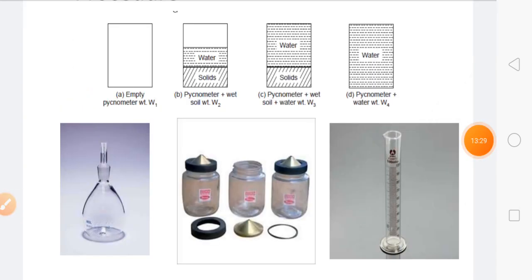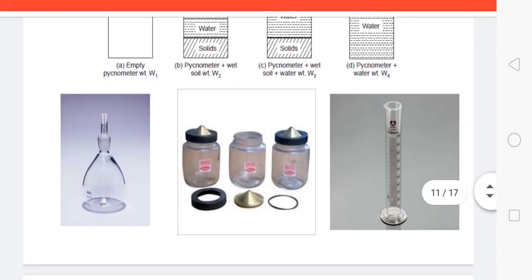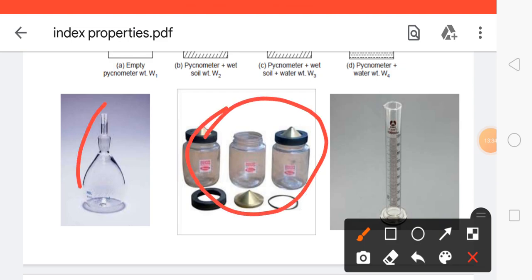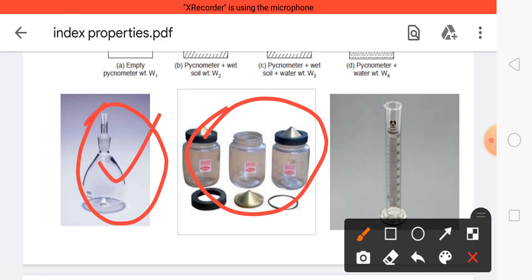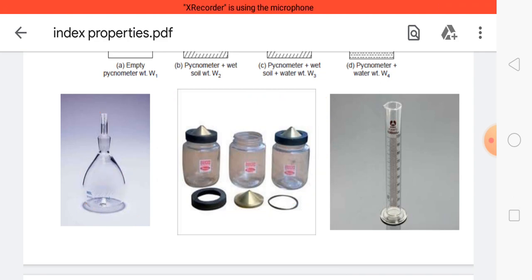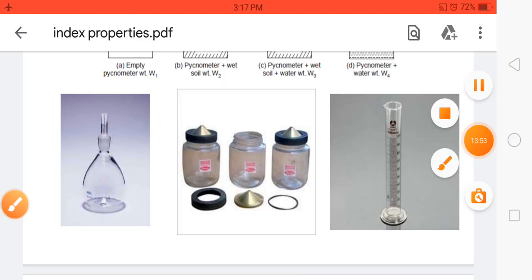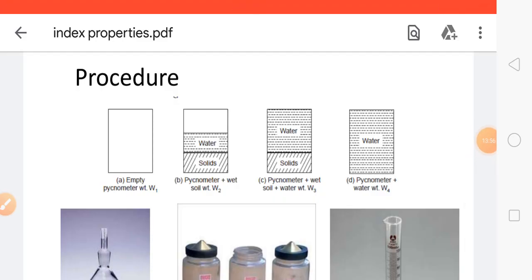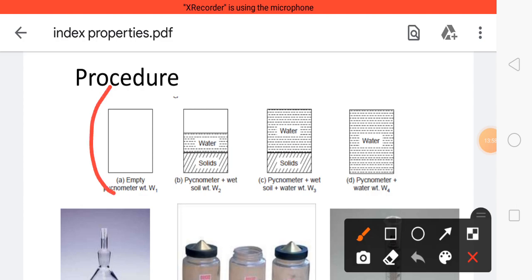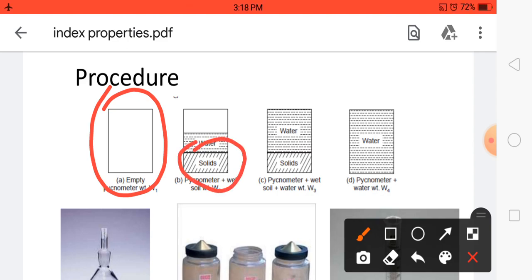This pycnometer is used for coarse grain soil and the density bottle method is used for fine grain soil. Now see, this is our pycnometer and this is our density bottle. And we get different capacity density bottles, 50 ml capacity or 100 ml capacity. So for fine grain soil we use a density bottle and for coarse grain soil we use a pycnometer. First take the empty weight of the pycnometer and take that weight as M1. Clear?